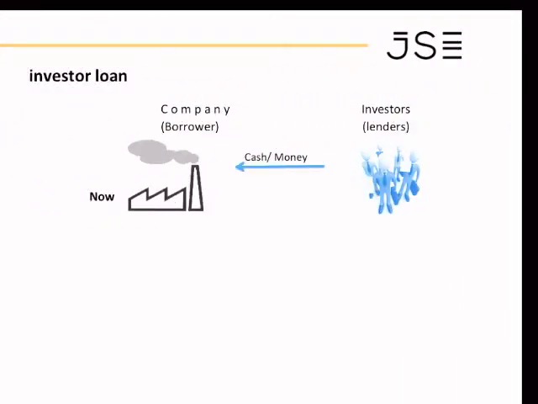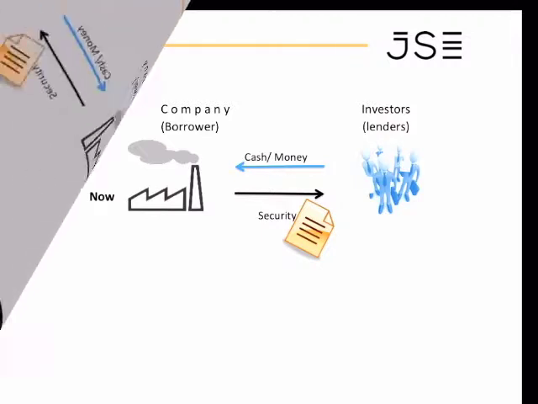So if we look at this example, if a company needs money now, they can go to investors to lend them money. And investors give them cash. And in return, the companies give the investors securities. Okay, so a security is, you can think of it as a catch-all phrase for financial markets instruments. So in this particular example, when we're talking about investor loans, let's look at a corporate bond. So a corporate bond is a vehicle or an instrument that a company can use to raise money from investors.